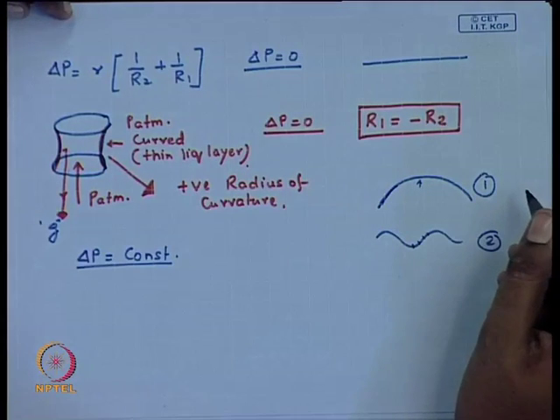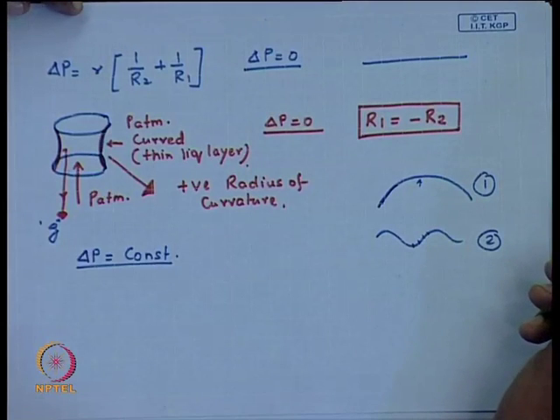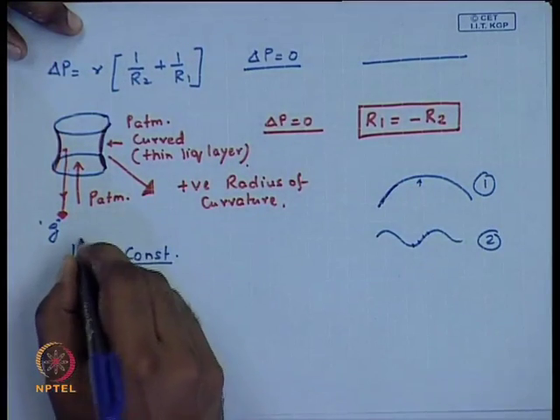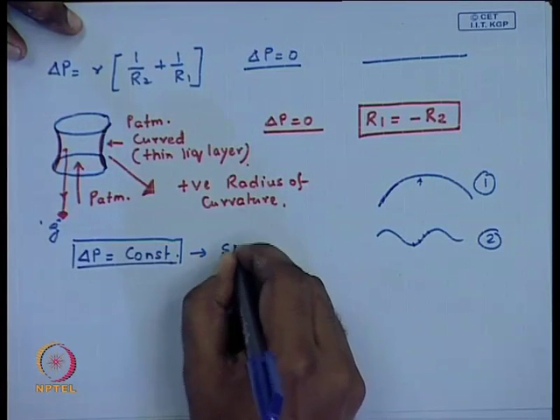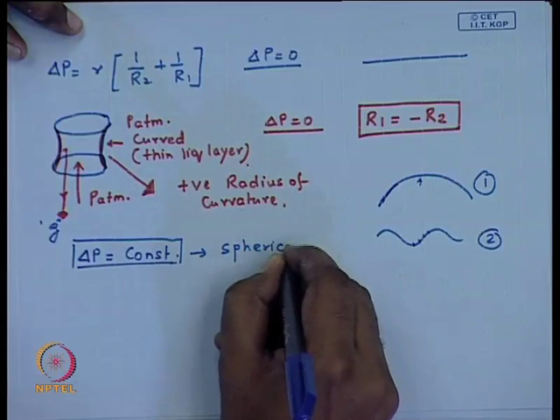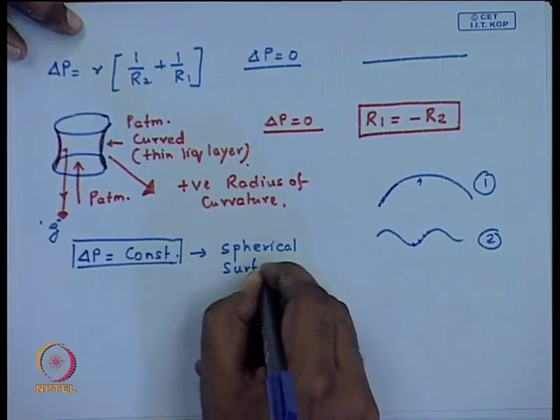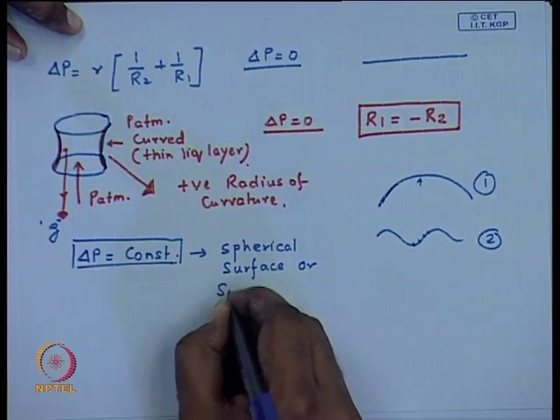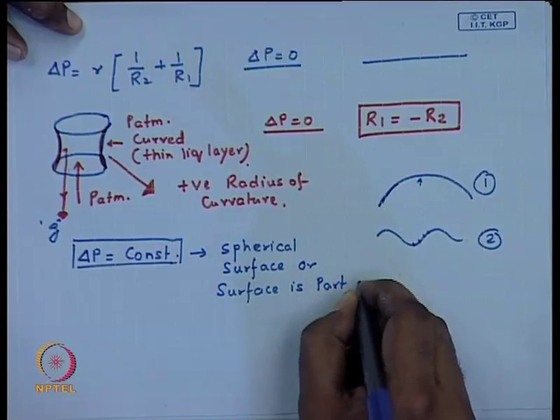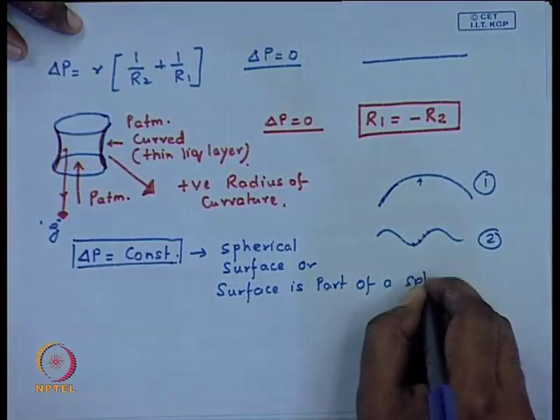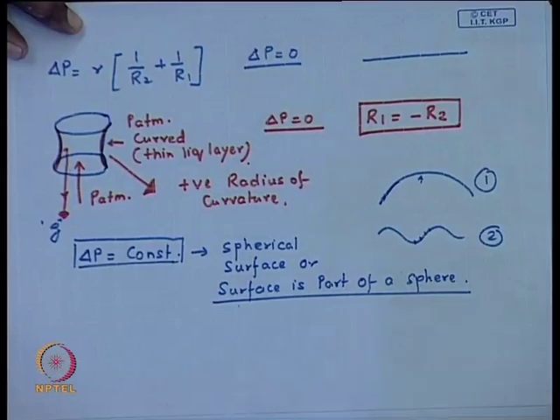We will shortly see with the mathematical expression also, but a first hand guess would be, if you have a curved surface which is part of a sphere. So, it is a spherical surface, we will immediately see this. So, this is possible only when you have a spherical surface, or the surface is part of a sphere. Okay.